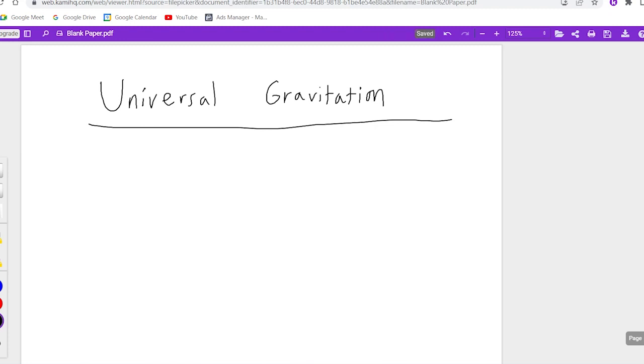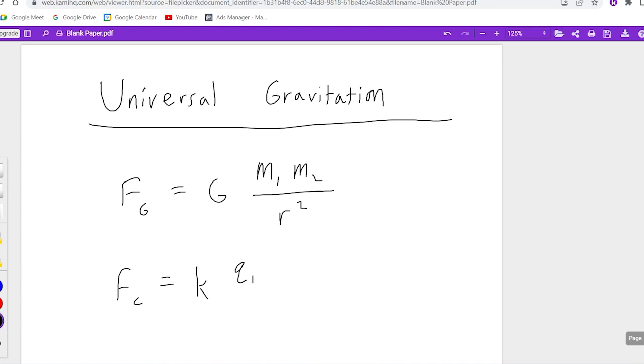And the equation for universal gravitation is simply, I call it F big G, is equal to G, capital G, times mass 1 times mass 2 over a distance squared. The reason why I want to share this is because it's extremely similar to Coulomb's law, which is k Q1 Q2 over r squared, which we'll write in a minute, I'm sure. But this is what it is for universal gravitation.